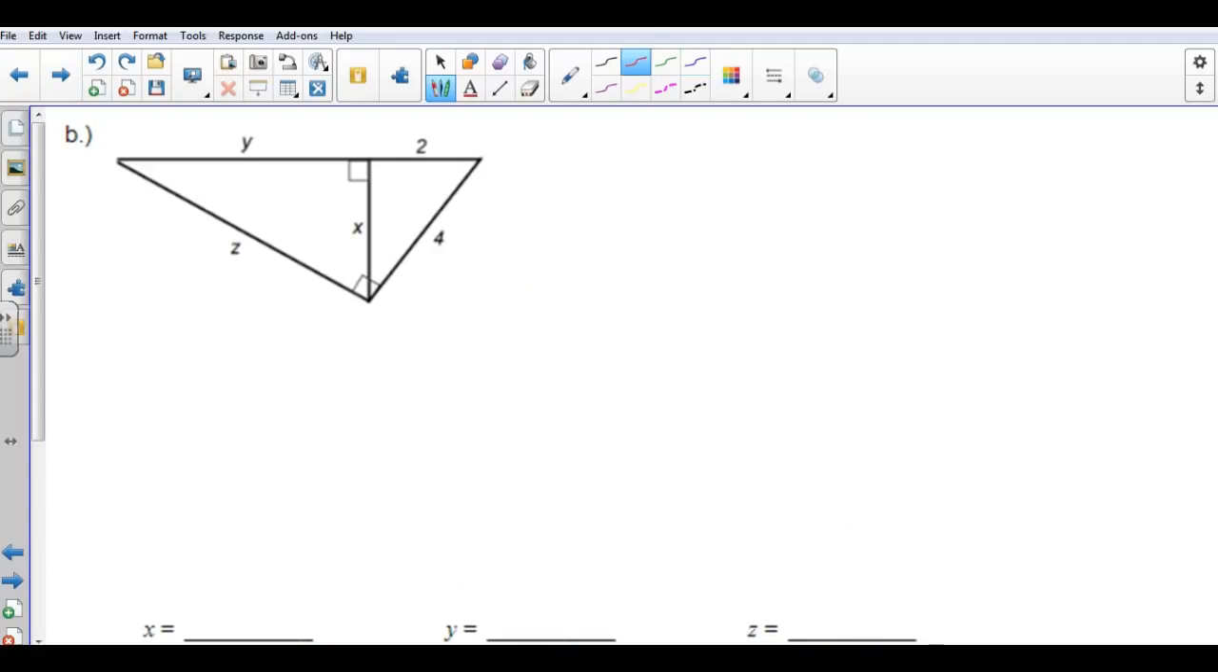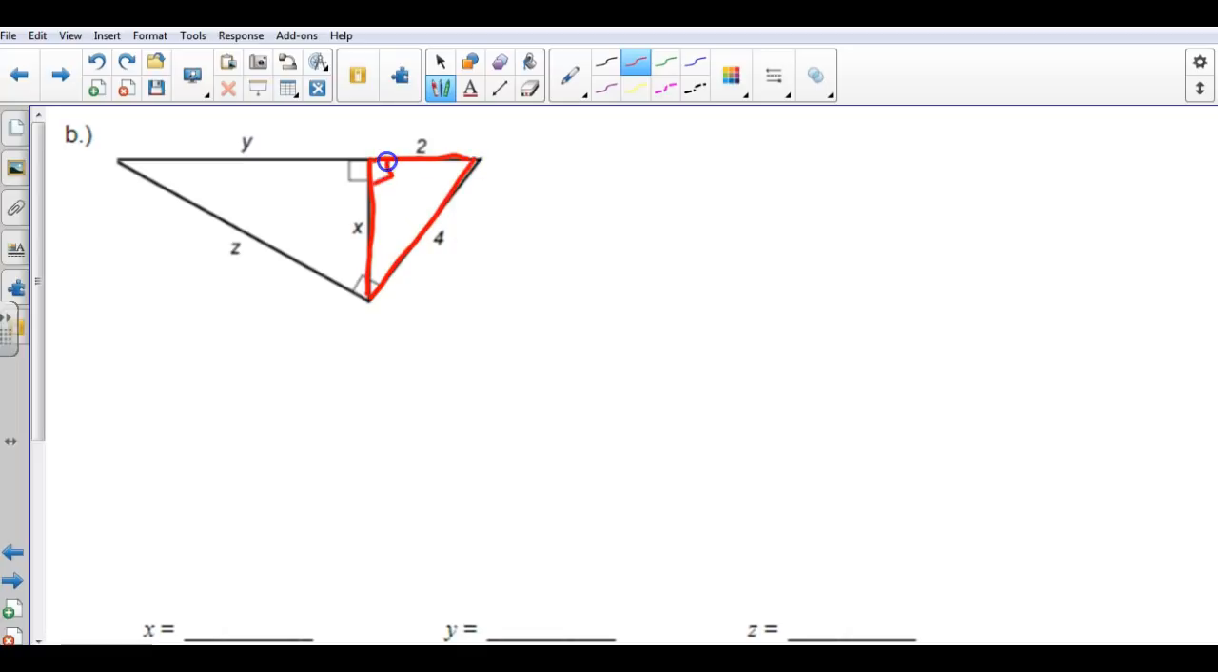And in this part B, we're going to still solve for x, y, and z, leave our answers in radical form, except this time we're given some different information. So in this one, I'm given the 2 here, and this time I don't know this other piece, so I can't use geometric mean right away. But what I can do is focus on this small triangle that's to the right-hand side here, and I have a 2, a 4, and an x value.